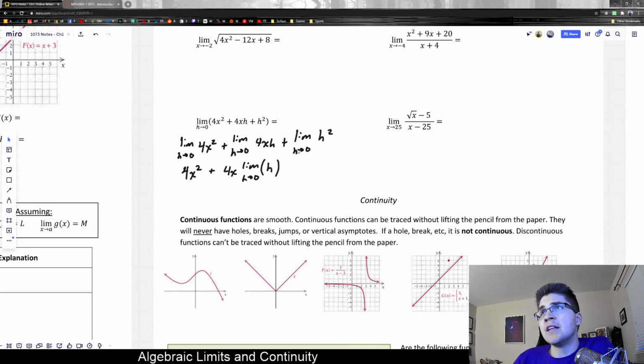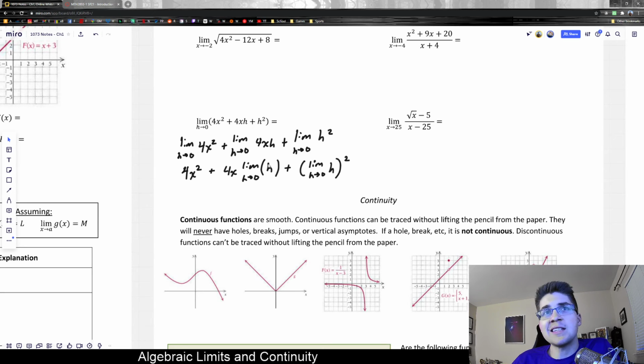And the last one does depend on h. So by limit law number 2, we could pull the exponent out of that. So this would be the limit as h approaches 0 of h, quantity squared. So far we've used law number 1, law number 2, law number 3, and law number 6. But here, all that we're left with is the limit as h approaches 0 of h.